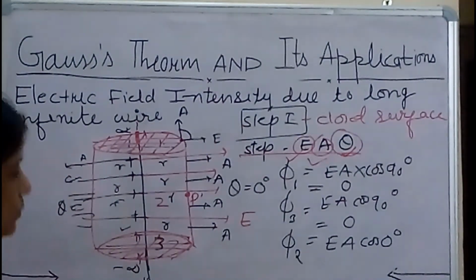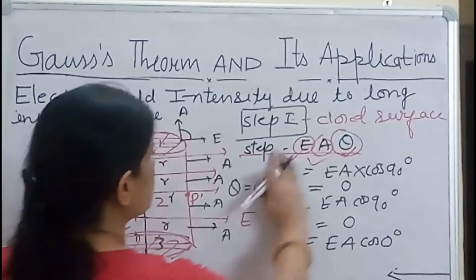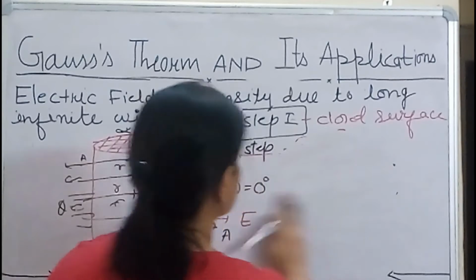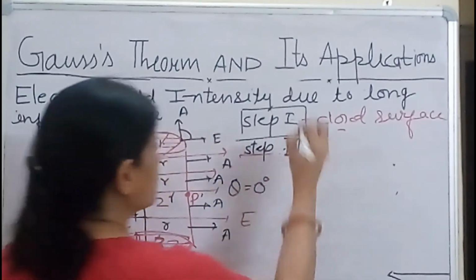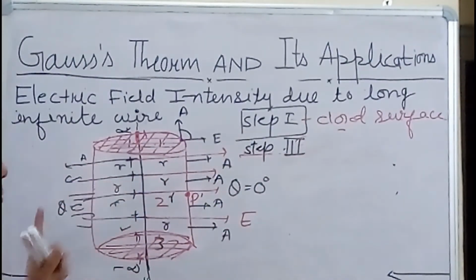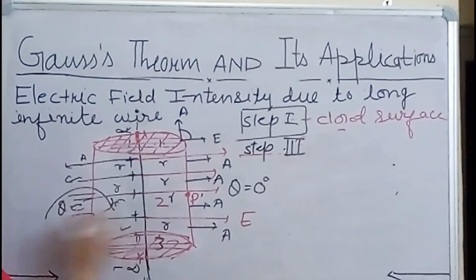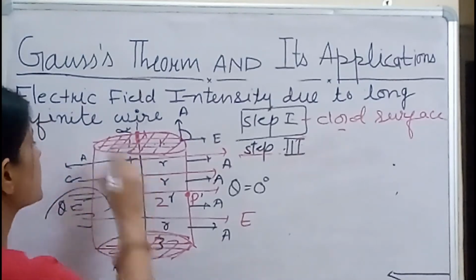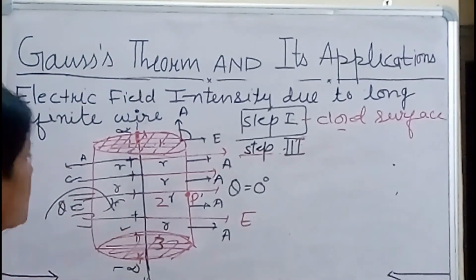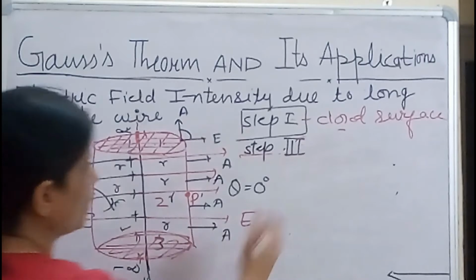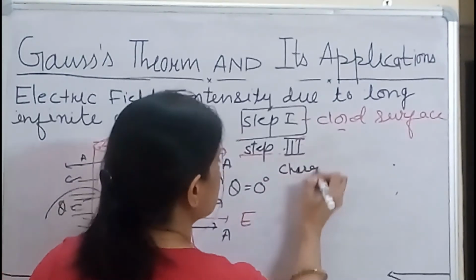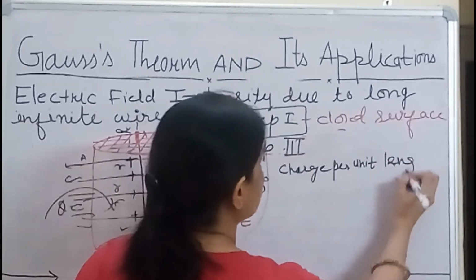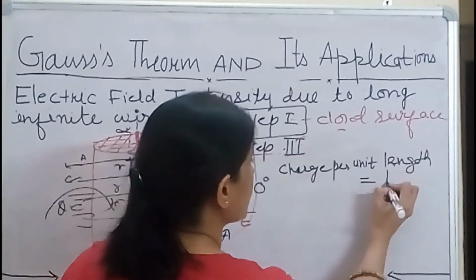Now come to step number 3. In step 3, you have to go inside the Gaussian surface. You have to jump inside the Gaussian surface and calculate the charge, how much charge is lying inside. So the charge per unit length, the charge on one unit, is lambda.